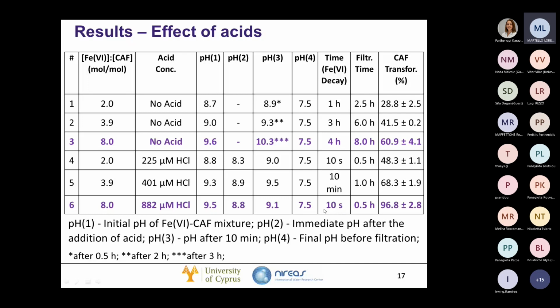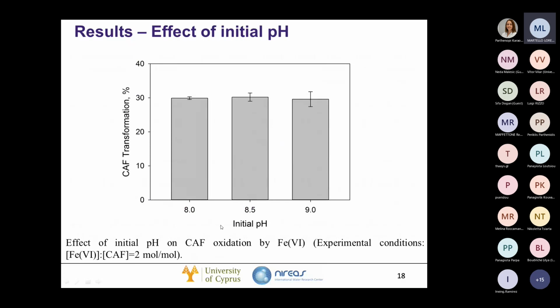So these pH measurements showed that this finding was not related to the pH change, but it was something new. Then we performed further experiments in these slightly basic pH conditions from pH 8 to pH 9. And here we showed that these findings were not related to the pH change, but they were related to the activation of iron 6 using simple acids.